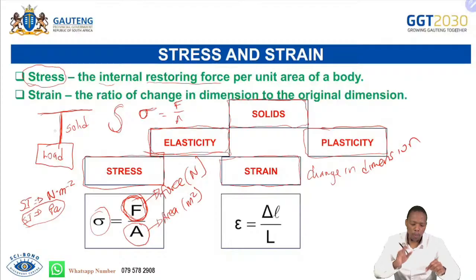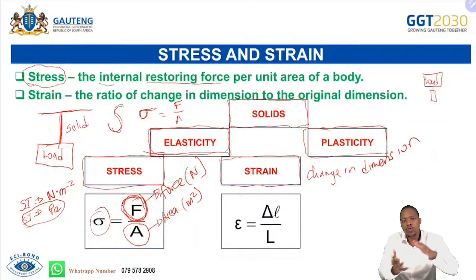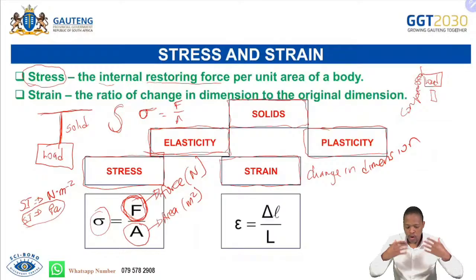If it's being compressed, maybe something is on top of it, the load, it's carrying the load. What is going to happen here? When it's being compressed, it's going to get shorter than it was before. So we say when it changes dimension like that, it's being strained or undergoing strain. So in elasticity, objects that are elastic will undergo stress, and they will also undergo strain.